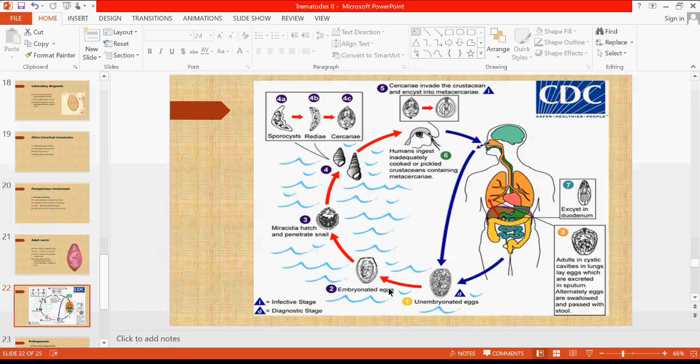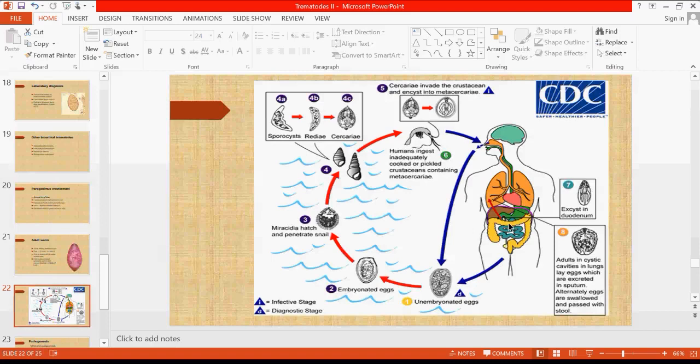Then the unembryonated egg turns into an embryonated egg in water. The miracidia hatch out from this and travel to the snail. In the snail, the larval forms are sporocyst, redia and cercaria. The cercaria get released, penetrate or are ingested by the crab or crayfish, and encyst into the metacercarial forms, which is the infective form. So this is the complete life cycle.